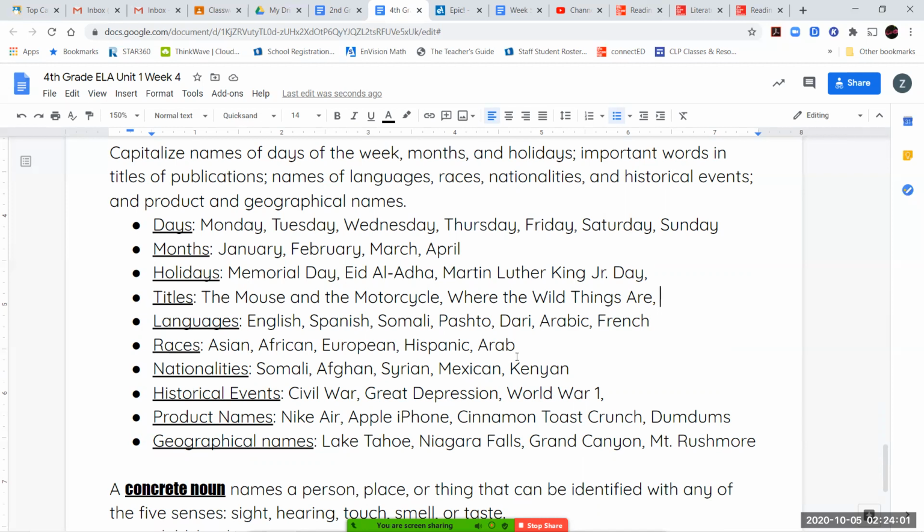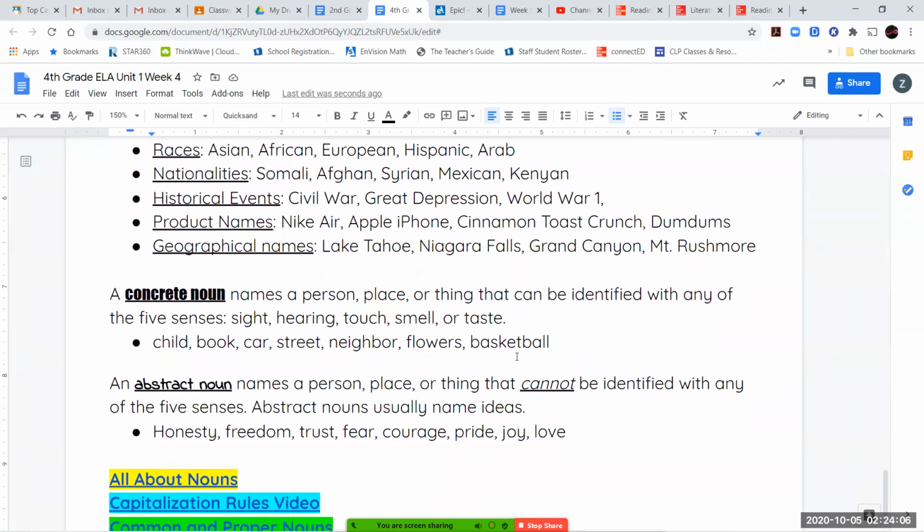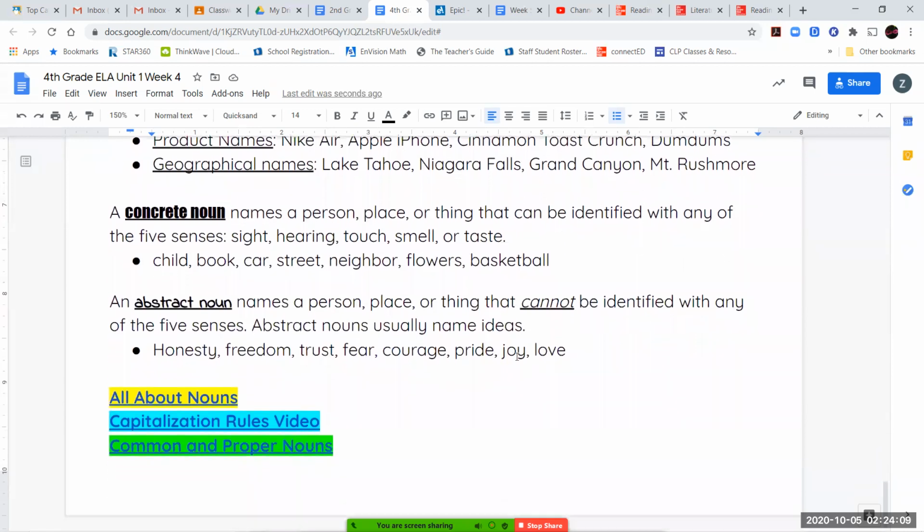Now we're also going to talk about two other kinds of nouns called concrete and abstract nouns. So this is a little bit different than what we were talking about. So a concrete noun names a person, place, or thing that can be identified with any of your five senses. So a concrete noun needs to be something that you can either see or hear or touch or smell or taste. So a child is a concrete noun, a book, a car, street, neighbor, flowers, basketball, ice cream, a sandwich. All of those are concrete nouns. There's things that you can either see or hear or taste or smell or touch.